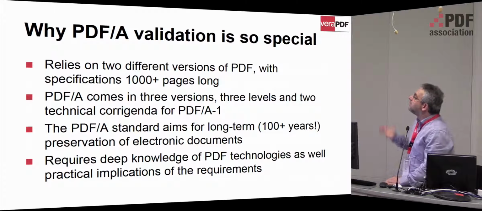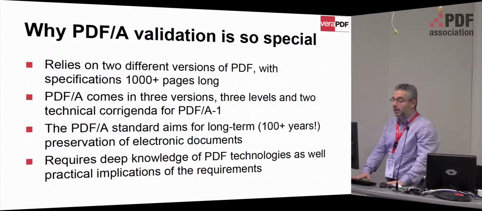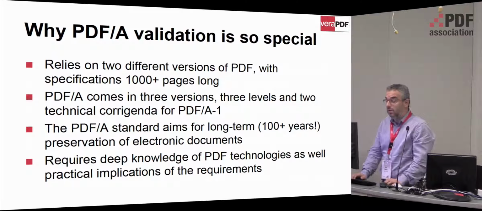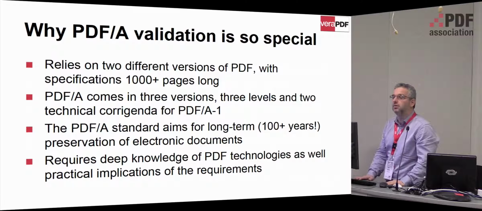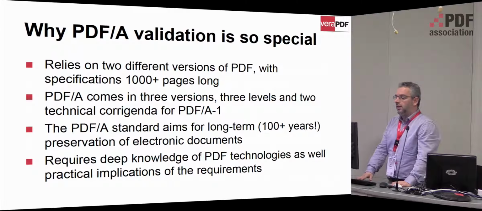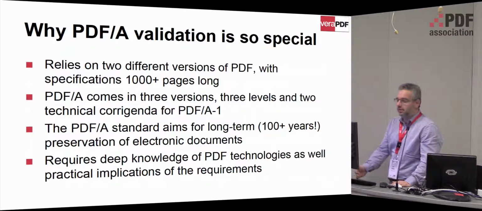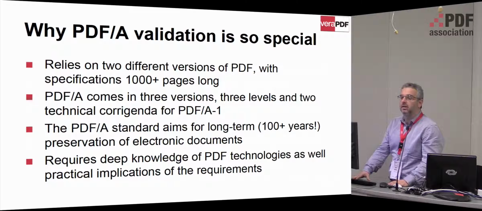And PDFA validation is really a very special and very technical subject, requiring deep knowledge of PDF technology as a whole. It relies on two different versions of PDF specifications, 1.4 and 1.7, which is also ISO 32000, and each of them is more than 1,000 pages long. PDFA itself comes with three versions, 3 conformance levels, and 2 technical core agenda for PDFA 1. So again, very many minor technical details, but each of them might trigger the validity of a PDFA document.